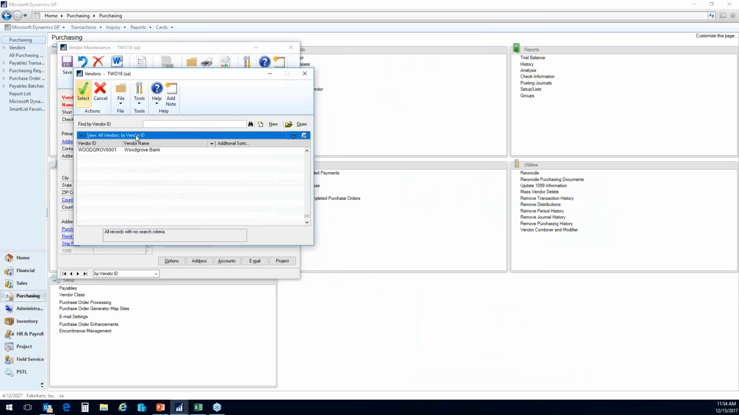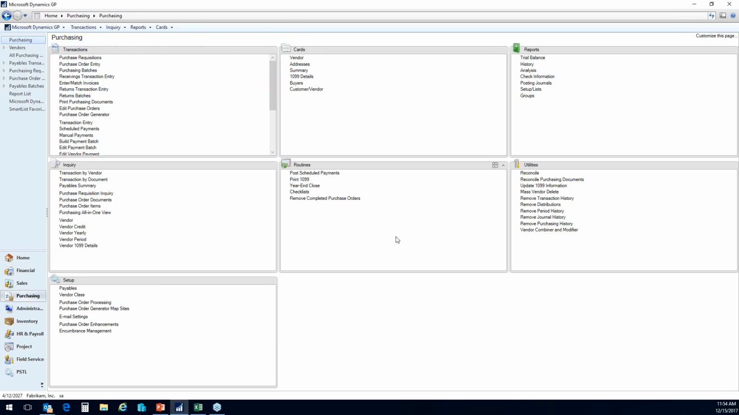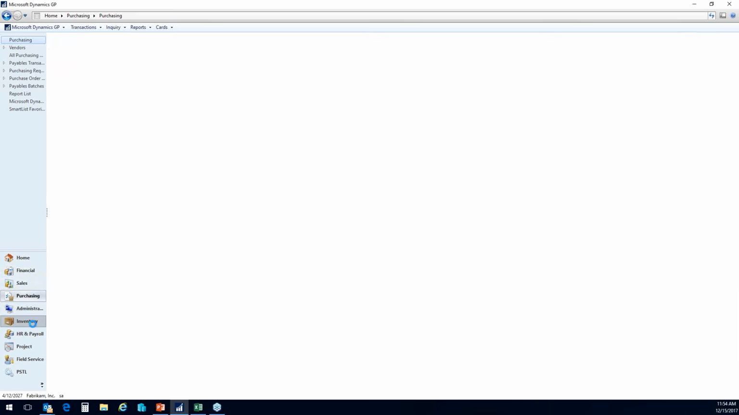So I'll see if I have any vendors that start with Z. Nope, but I have a W. And so I could come in and make whatever changes to the vendor and be done with that. So again, very strong security model that is not being used today. So everything's wide open, but you kind of see the core components of the system with finance, sales, purchasing, inventory.